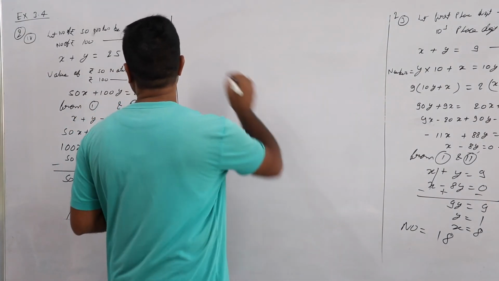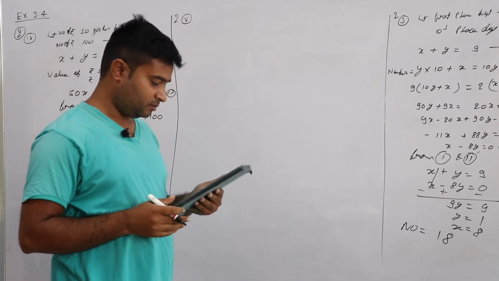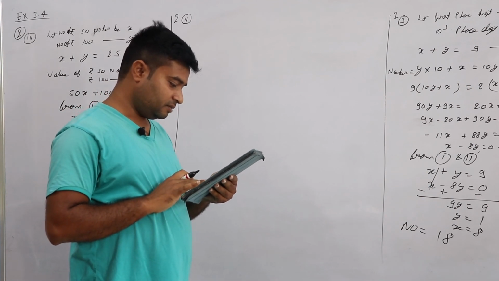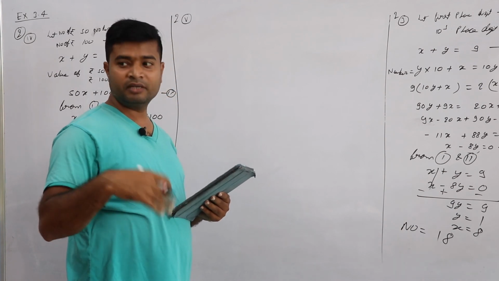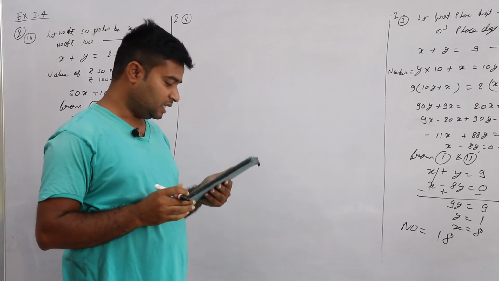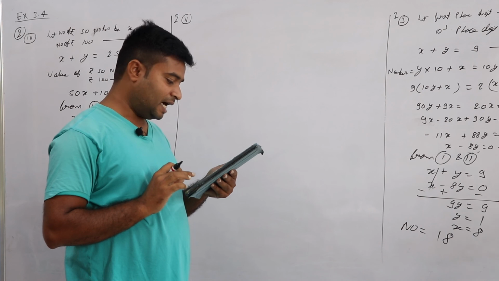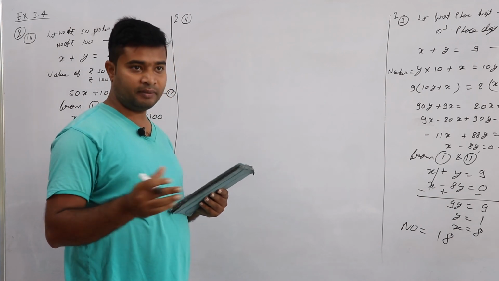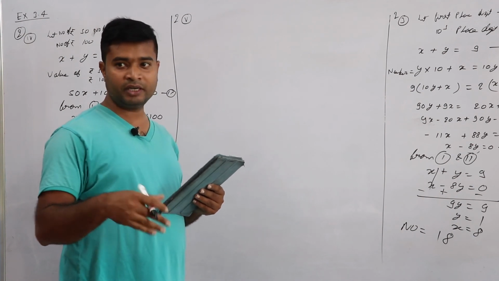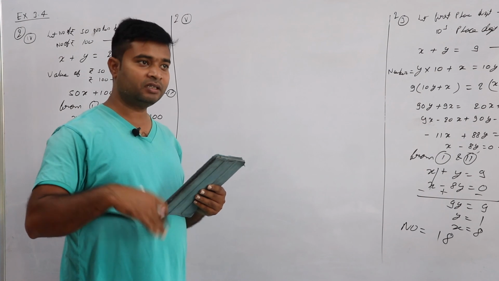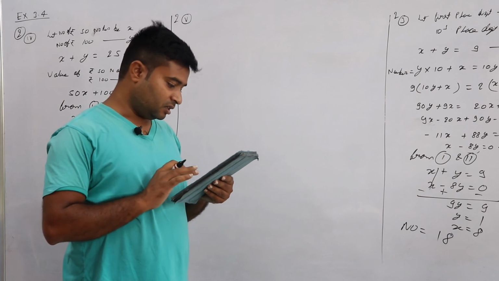Question number 25. This is the last question of this exercise. A lending library, lending means who gives? The library has a fixed charge for the first 3 days and an additional charge for each day after. Like you have taken one book from the library, so for 3 days there is a fixed charge. Either you take it for 1 day, 2 days or 3 days, you have to pay the same. But after 3 days, another charge applies for every day.